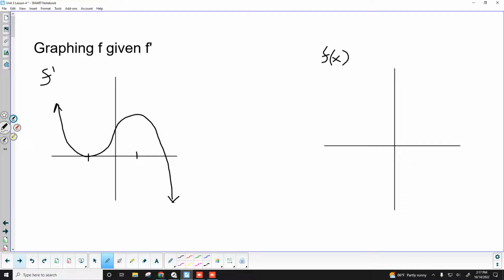Now, we have to be able to answer the same question given graphs of f prime. And this is where we struggle. Okay? Now, there is one question on your test where it's like, hey, this is the graph of f prime. What does f look like? Which means you are going to have to do a sign analysis of f prime and f double prime and stack them on top of each other.